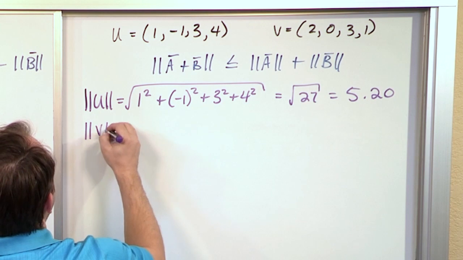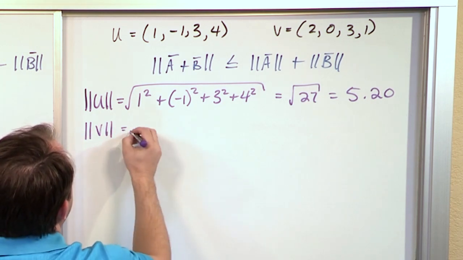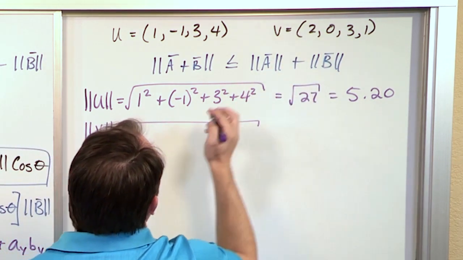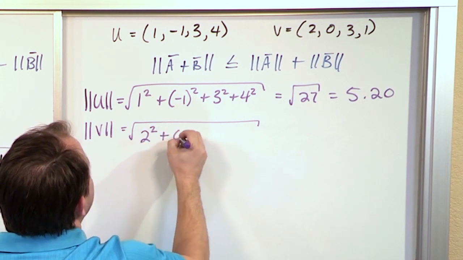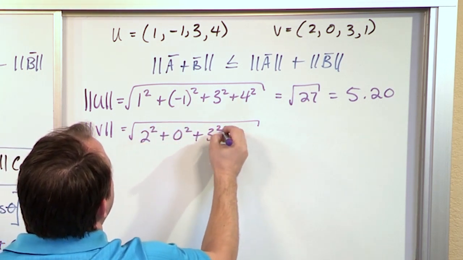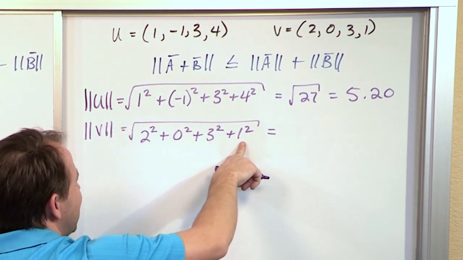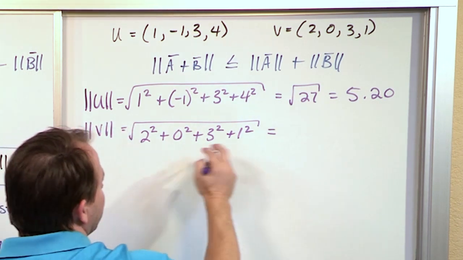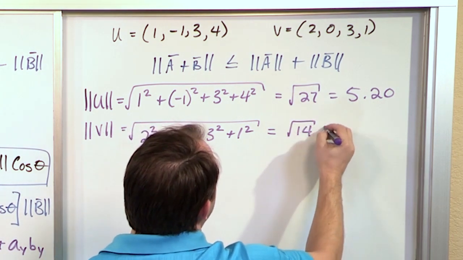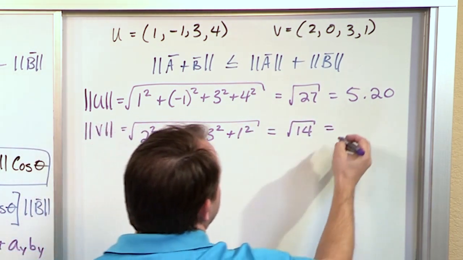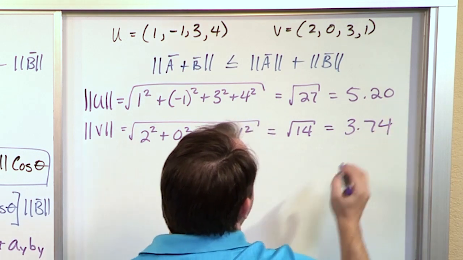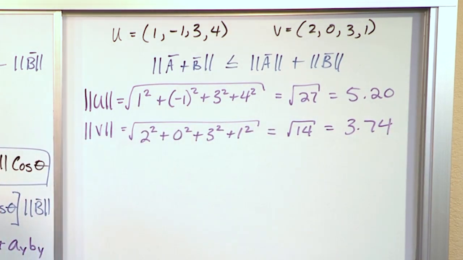Now, the magnitude or the norm of V is going to be the square root of 2 squared plus 0 squared plus 3 squared plus 1 squared. So here we have 4 plus 9 is 13, plus 1 is 14. And if you take the square root of 14, you'll get 3.74. Again, just getting decimals so that I can do a nice comparison.